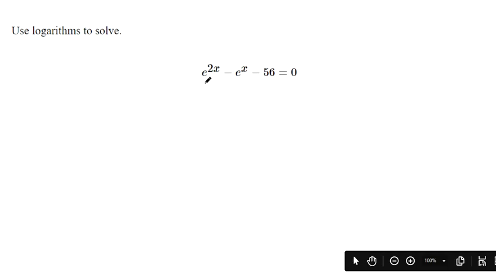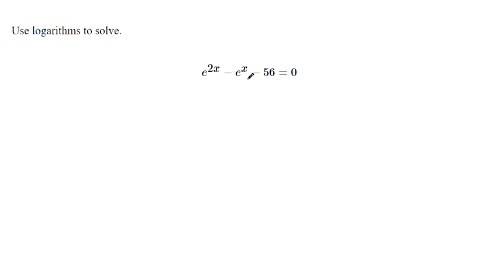So we notice something similar. E has x in its power in both these terms. In math, to solve problems, you often want to think about how you could rewrite them. So if you have e to the 2x, that's the same thing as e to the x squared, because powers on top of powers will multiply. That's a rule of exponents.